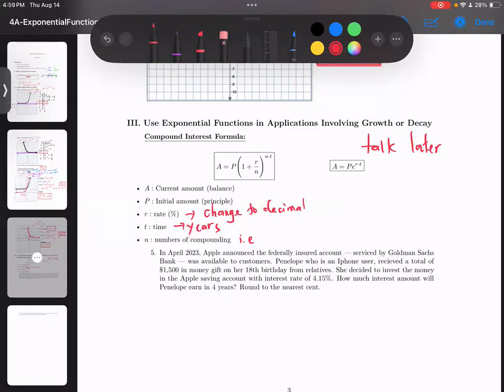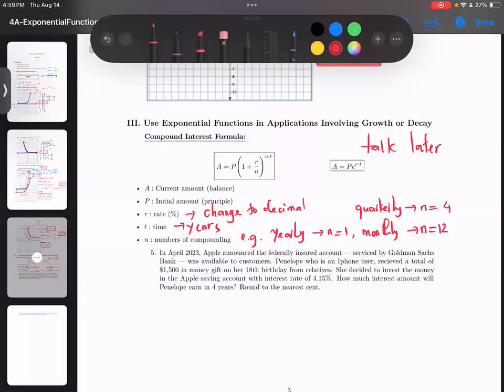So for example, if it compounds yearly, N is going to be 1. If it's monthly, N is going to be 12. This is 12 months a year. Quarterly, what do you think N is? How many quarters a year? 4. If it's semi-annually, it'll be 2. So you get the idea.